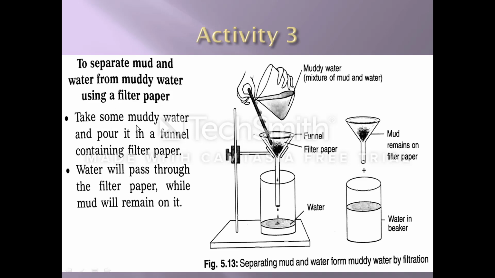Now let's see. Take some muddy water and pour it in a funnel that has filter paper fixed in it. Water will pass through the filter paper while mud will remain on it. The clear water will pass through the filter paper and the mud, that is the residue, will remain on the filter paper. So today we have studied filtration, how it is done, the different types of filters that we use, and why the firefighters use the mask.